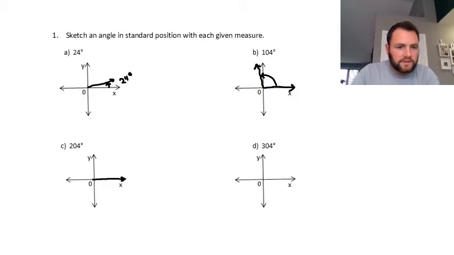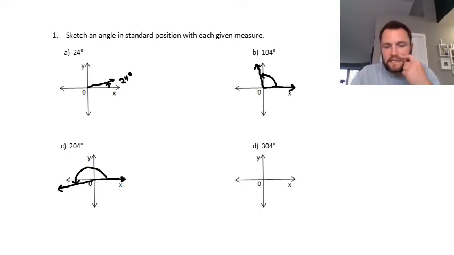If I went to the y-axis straight up and down, that would be 90. If I went over to the other side of the x-axis, in other words, I made it into a straight horizontal line, that would be, or sorry, that would be 180 degrees. So I need another 24 degrees from there to get me 204 degrees. Again, all of these angles are positive, so they are all moving counterclockwise.